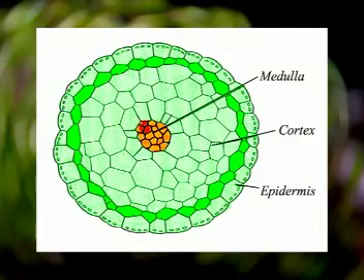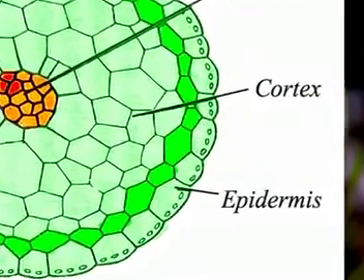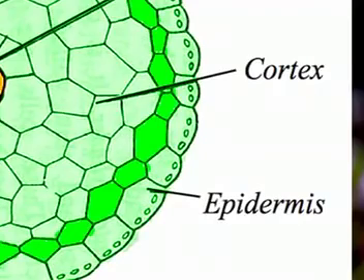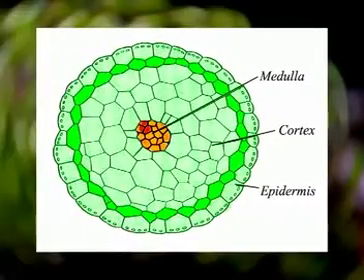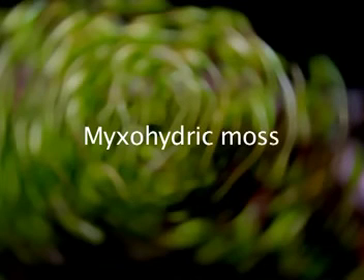The cortex usually contains leaf traces which do not join the central conducting tissue, but end blindly in the cortex itself. On the other hand, the epidermis is the outermost layer composed of tangentially elongated chlorophyllous cells. It has no pores or stomata. In Funaria, water is conducted both externally by force of capillarity between leaves and the stem, and internally by the central strand. Hence, Funaria is called a myxohydric moss.